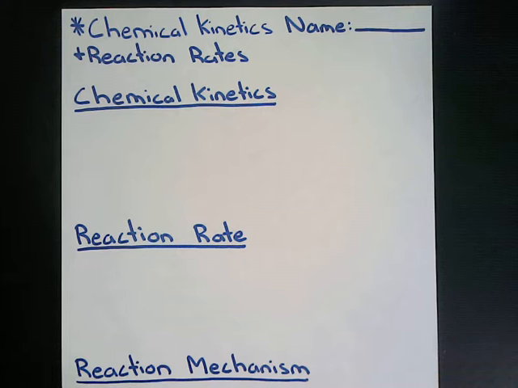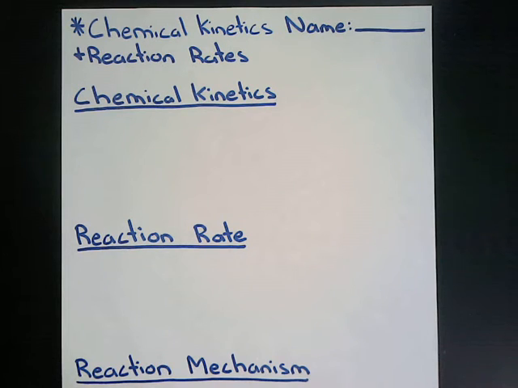Objective number 1, express the rate of a given reaction in terms of the variation in concentration of a reactant or product with time. Objective number 2, calculate the average rate for a reaction over an interval of time given the concentrations of a reactant or product at the beginning and end of that interval. Objective number 3, calculate the instantaneous rates from a graph of reactant or product concentration as a function of time.